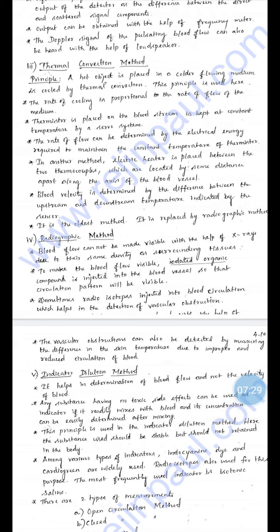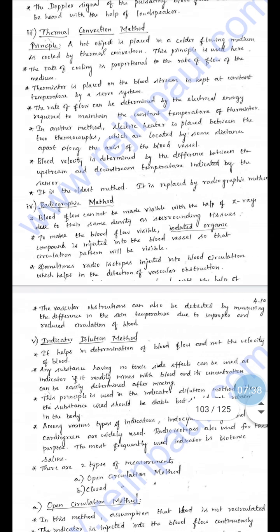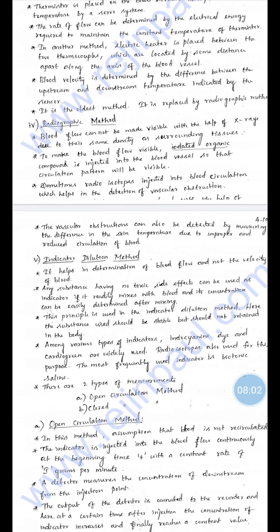In another method, an electric heater is placed between two thermocouples which are located some distance apart along the axis of the blood vessel. Blood velocity is determined by the difference between the upstream and downstream temperature indicated by the sensors. It is the oldest method. It is replaced by the radiographic method. It is a very old method for finding the blood flow, but its result is also inaccurate. So it is overcome by another method, the radiographic method.